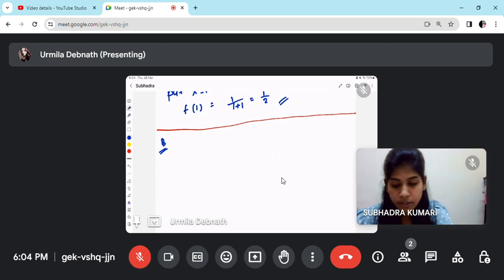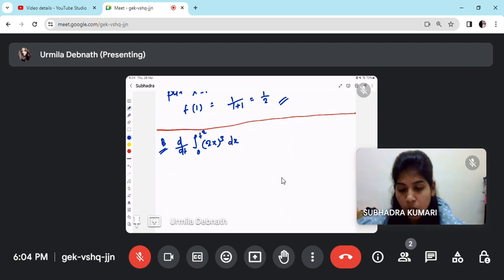Let's see other questions. The other question is d by dt of the integral from 0 to t square of (2x) whole cube dx. This looks like a very simple question. We could directly integrate (2x) cube, put the range 0 to t square, and then differentiate it. But in that method it will take more time.